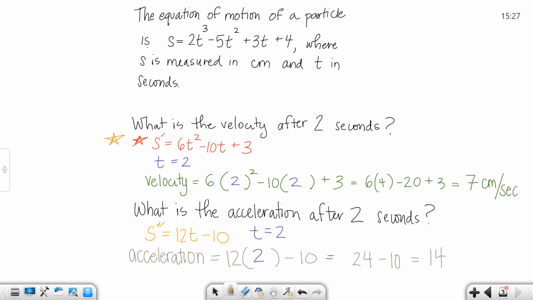Now acceleration is measured in different units. So acceleration is measured in square units per second. So when you get down to the units, you're going to have square units. So that's going to be centimeters squared per second. Now that's just the units that are squared, but acceleration is measured in square units per second, and that's what we would get.